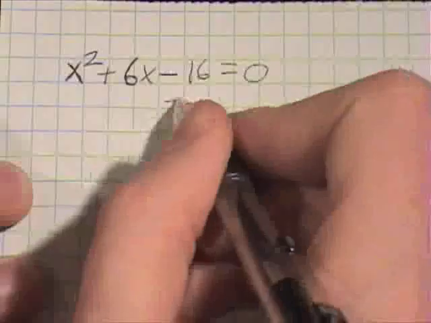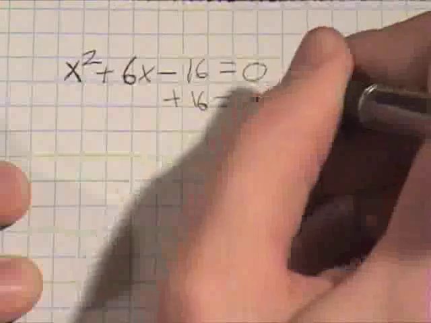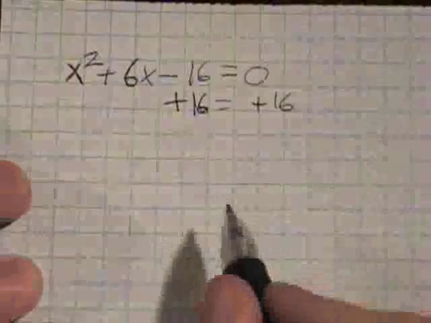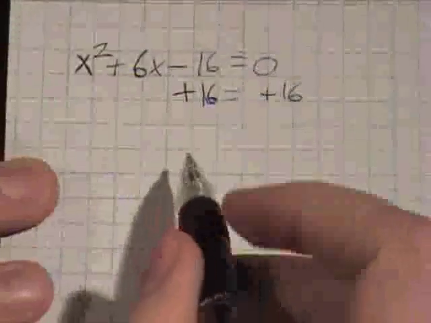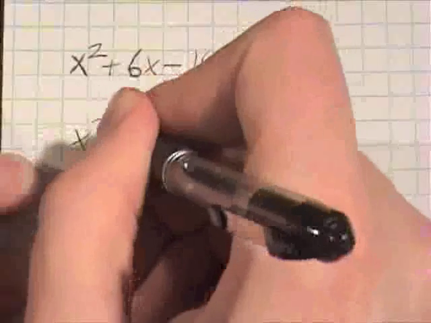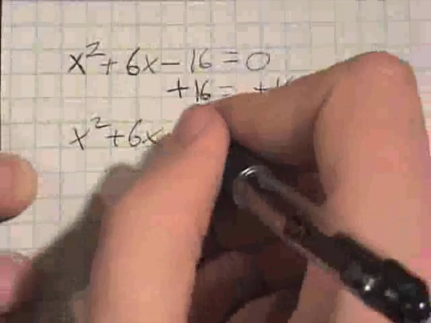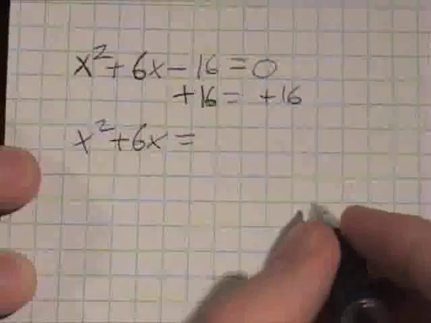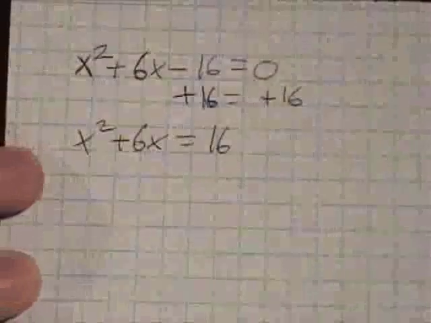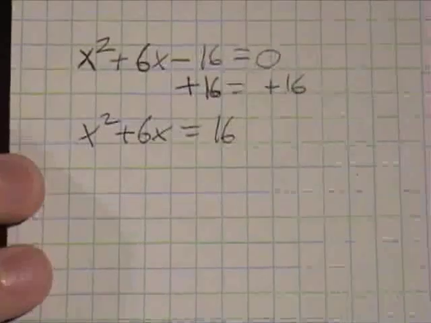So we would just add 16 to each side, and then rewrite the equation right below it. x squared plus 6x equals positive 16 over here.